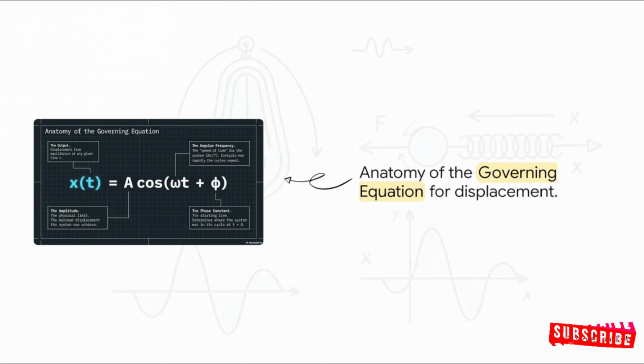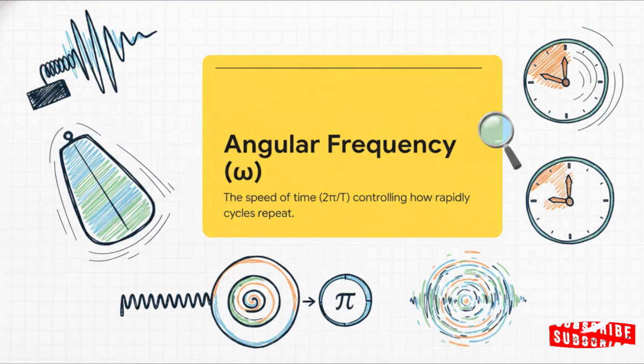Now, the phase constant, phi, often trips students up, but honestly, it's just the starting line of our stopwatch. A super helpful mnemonic for your exams: think of phi as the first position. It's exactly where the object was sitting when the clock struck 0. Now, tucked right inside that cosine function is perhaps the most important variable of the whole shebang, omega, or the angular frequency. I like to call this the speed of time for the system.